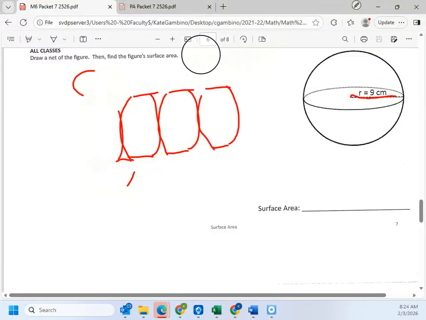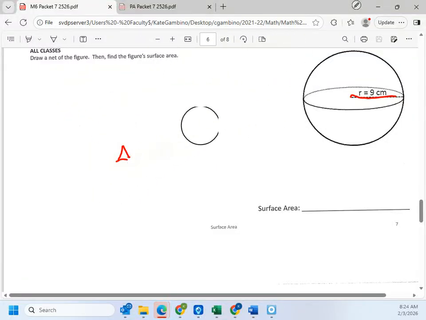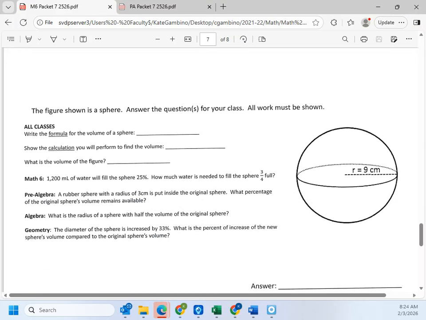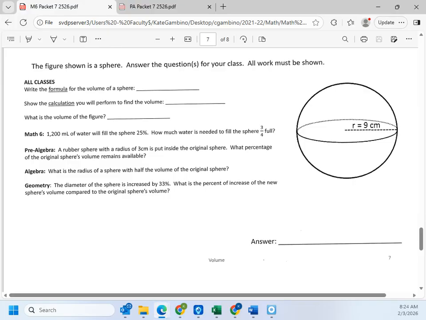Our next page is not the same. It's still a sphere, but we are not finding that surface area. This time we are finding the volume. So to find the volume of a sphere, we do 4 times pi r cubed, and we divide it all by 3. So it's a different formula for the volume.